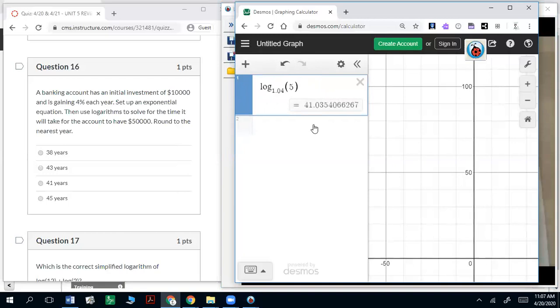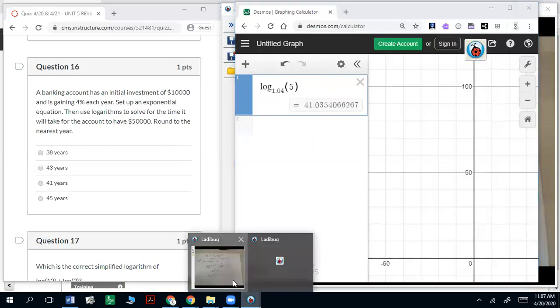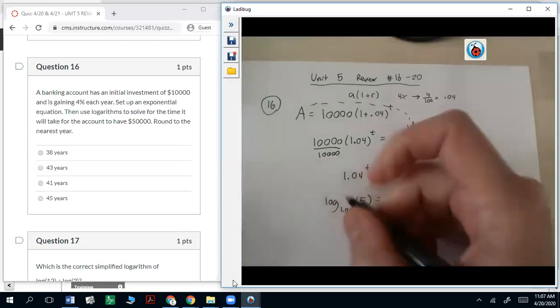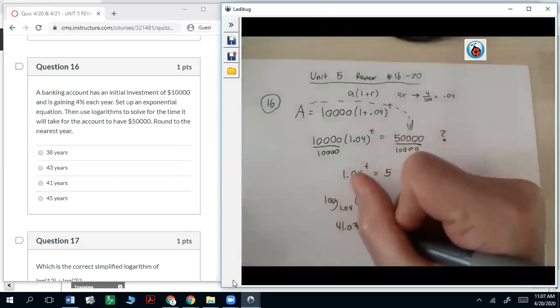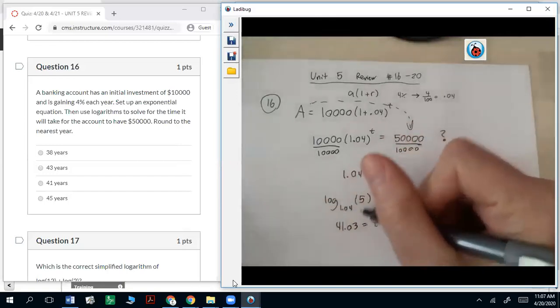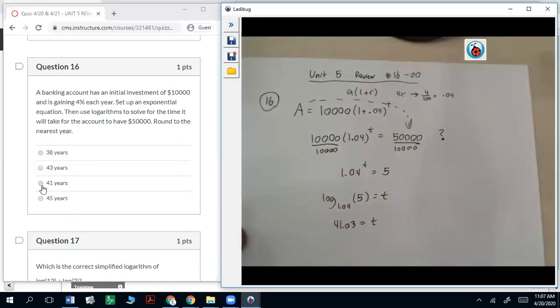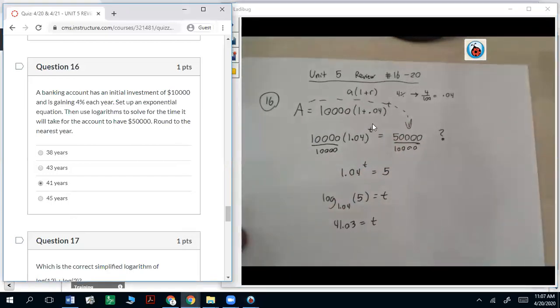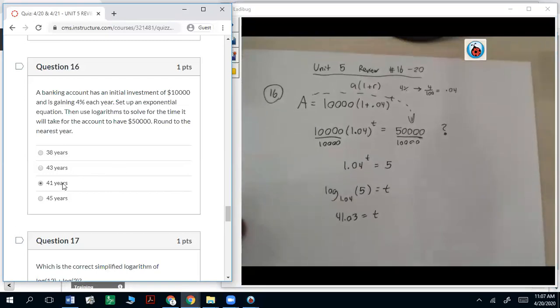So it says about 41.03, which is going to round to 41 years. So that's about how long. I mean, you could also just take 41 and plug it in to see if that gets you around 50,000. This is going to be the closest one to it.